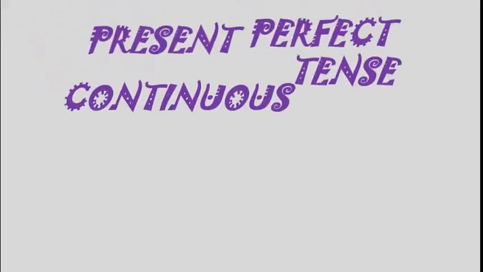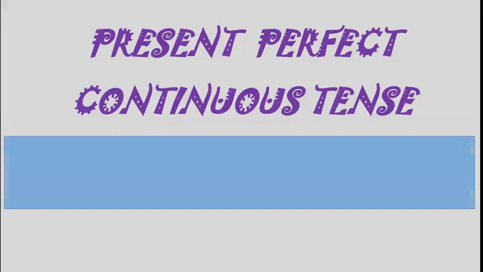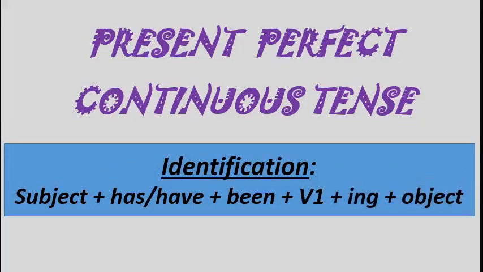Let's see the meaning of present perfect continuous tense and its identification or structure. It indicates an action that started in the past and is continuing at the present time. Now let's see the identification or structure of the present perfect continuous tense. Subject plus has or have plus been plus first form of the verb plus ing plus object.